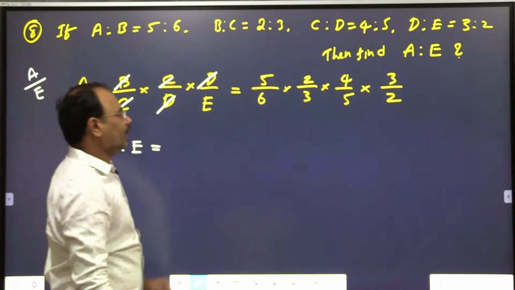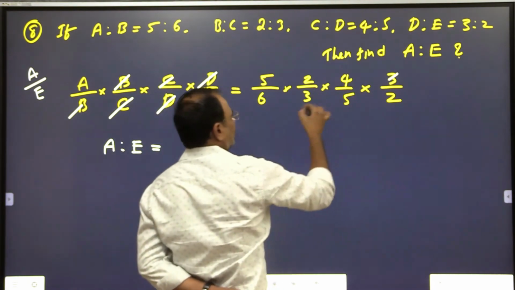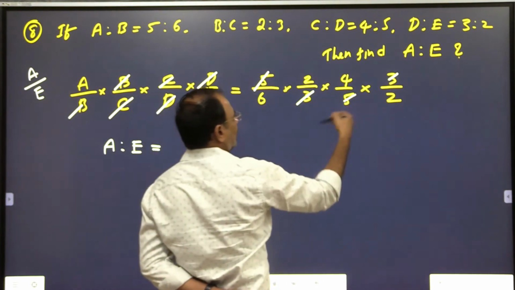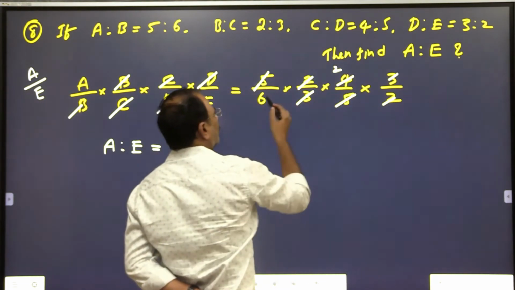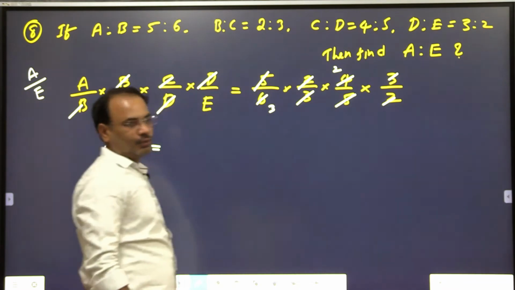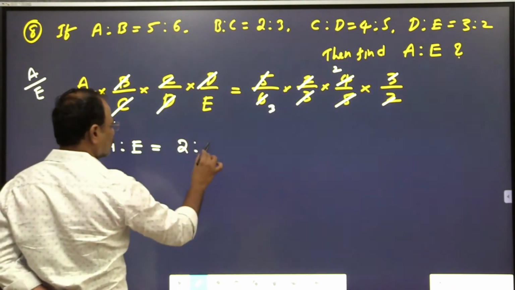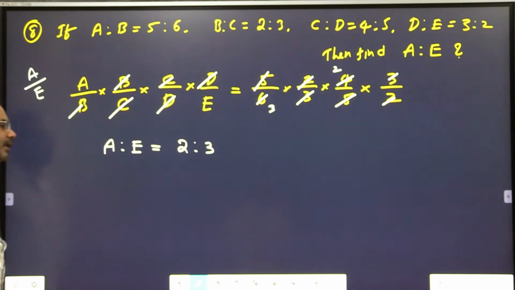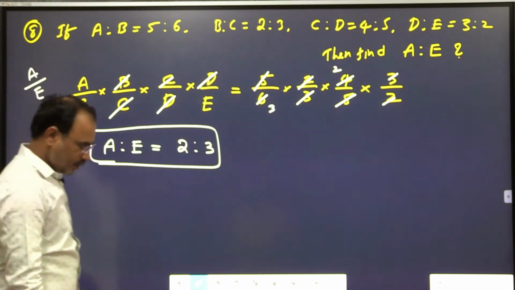In the same manner, cancel here, numerator and denominator can be cancelled. 3 ones, 3 ones. Next 5 ones, 5 ones. Next 2 ones, 2 ones. Next 2 twos, 2 threes. So 2 by 3, which can be written as 2 is to 3. So finally A is to E is equal to 2 is to 3. This is the answer.